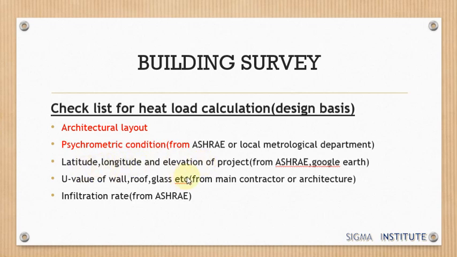Now let's move to the next point: latitude, longitude and elevation of the project. Latitude and longitude are the location on the earth, the coordinate system by which we can find the location of any point on the earth. Suppose I say I live in Dubai or Abu Dhabi, the latitude in Dubai or Abu Dhabi is around 24 to 25 degrees north. So by this we can find the location.